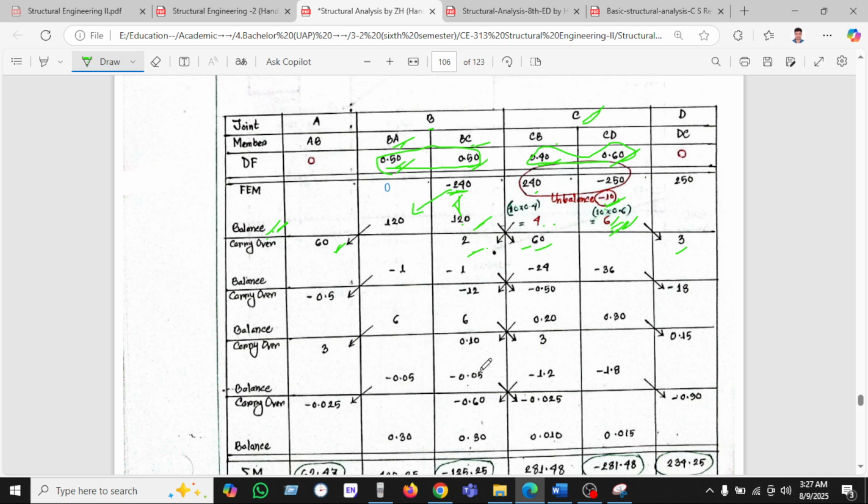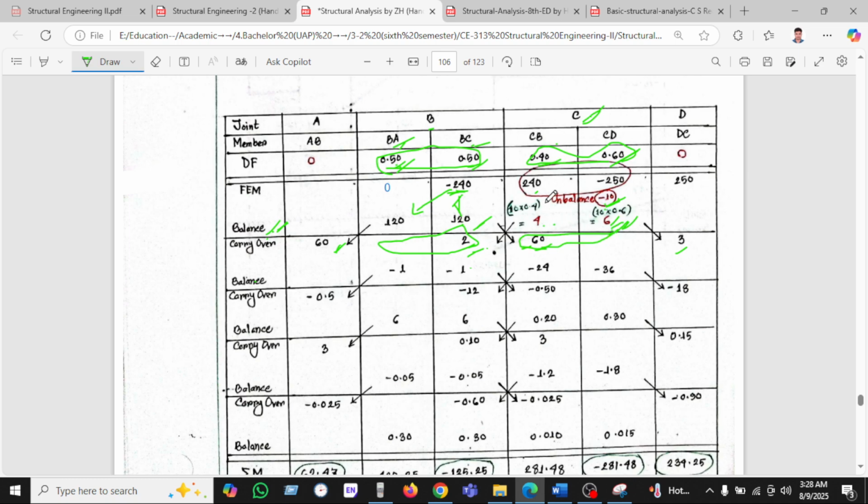In the same way, in the second column we have seen this 2. So we have to balance these 2. So 2 times 0.5 is 1, and 2 times 0.5 is 1. As this is the balancing distribution factor, that's why it will be minus. In the same way, how will we get 60?